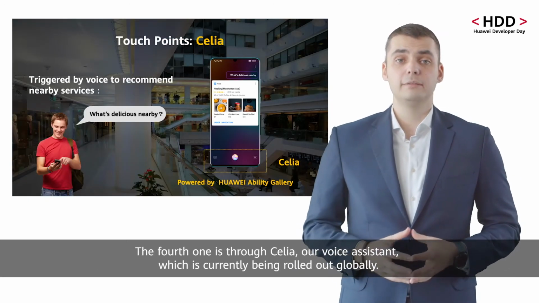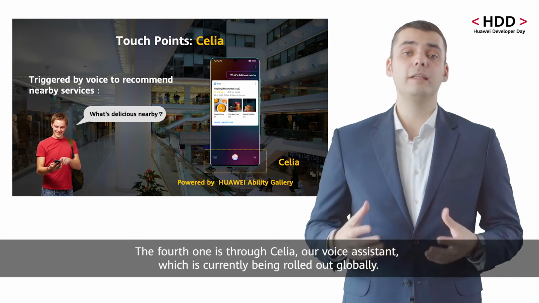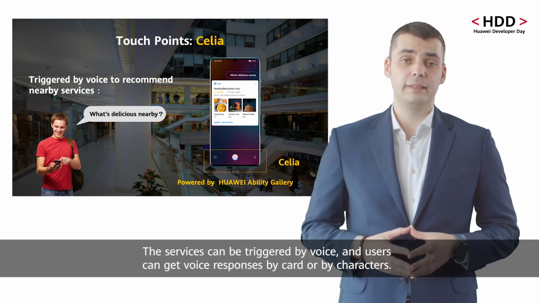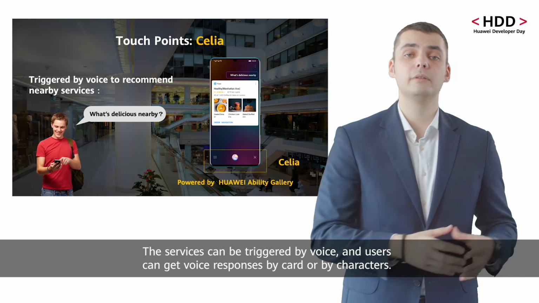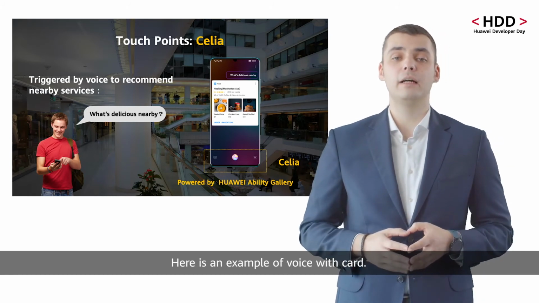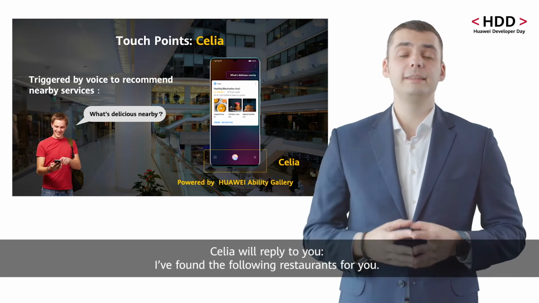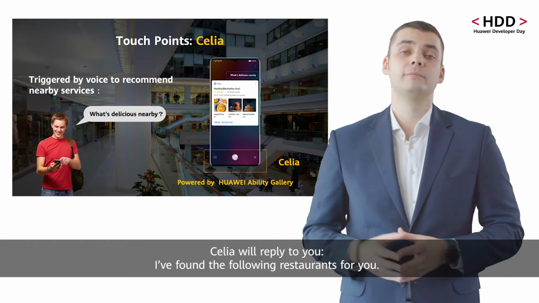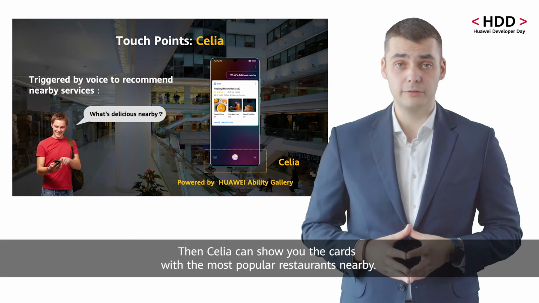The fourth one is Celia, which is our voice assistant, currently being rolled out globally. The services that are triggered by voice are either with cards or with characters. Here's an example of voice with card. When you ask what is delicious nearby, Celia will reply to you, I found the following restaurants for you. Then Celia can show you the cards with the most popular restaurants nearby.